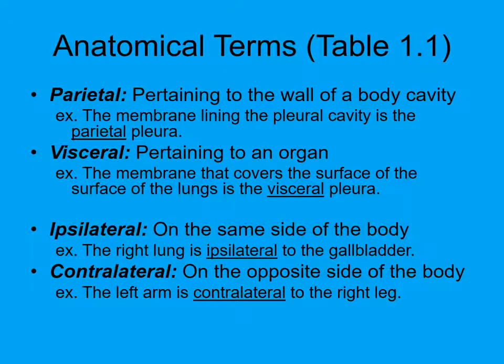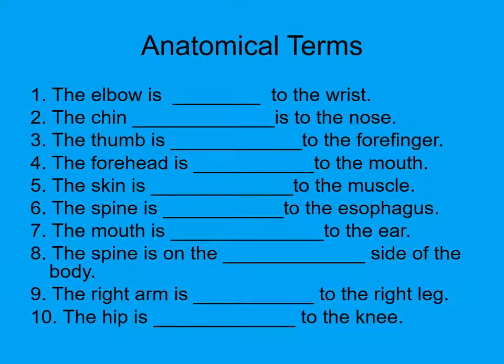Contralateral is on the opposite side of the body. Ipsilateral is on the same side of the body. These are just some practice examples of using those anatomical terms. So the elbow is what to the wrist? Well, it's going to be proximal to the wrist. Once again, you're talking about the appendages.